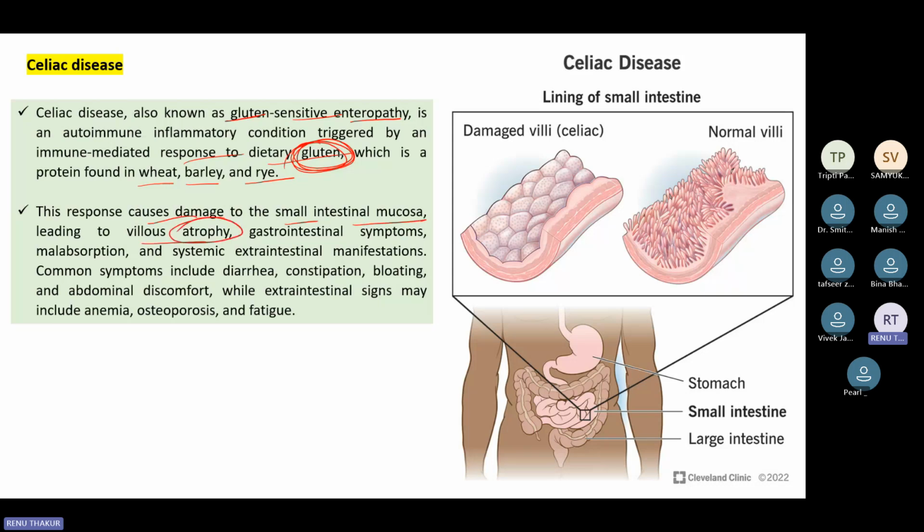It means altered morphology. Gastrointestinal symptoms, malabsorption. It means if your villi is not functioning properly, then of course the absorption will be altered, no absorption will take place, and also different kinds of extraintestinal manifestations. Common symptoms will include what? Diarrhea, constipation, bloating, abdominal discomfort, and different extraintestinal signs may include anemia, osteoporosis, and fatigue. You will always feel tired because you are not producing enough metabolic products which are required for the normal functioning of your body.